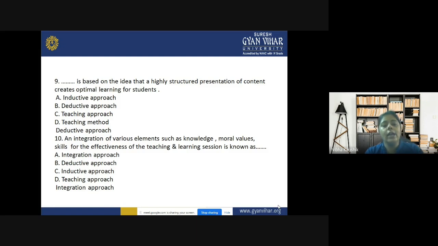Now dash, an investigation of various elements such as knowledge, moral values, skills for effectiveness of the teaching and learning session is known as. Now the options are A, integration approach, B, deductive approach, C, inductive approach, or D, teaching approach. Now you have to select the correct answer on the basis of the given choices, and the correct answer will be option A, that is integration approach.